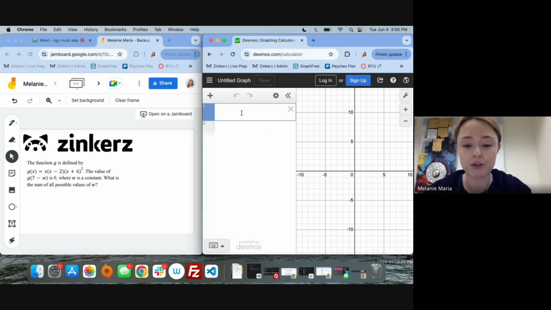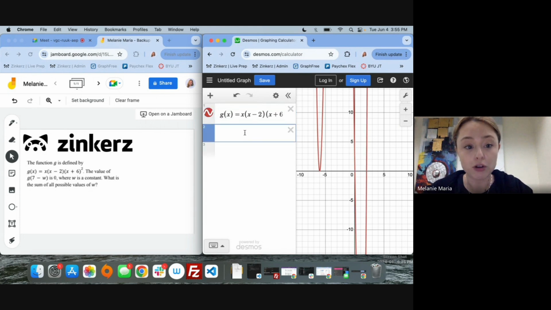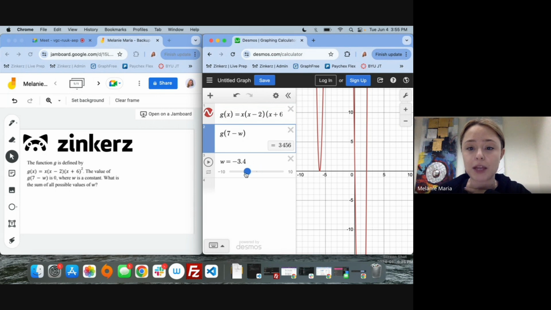So I'm going to start by coming over here to Desmos and plugging in my function. Totally fine to call it g. And I'm just going to keep typing it in as I see it. And then I'm also going to type in g of 7 minus w. It's going to prompt me to add a slider, so I'll do that. And then what I'm seeing here is that if I move the slider around, what I'm getting is different values of g of 7 minus w, right? So what it's doing is plugging 7 minus w in for each value of x here, and then playing around with different values of w to see what happens.